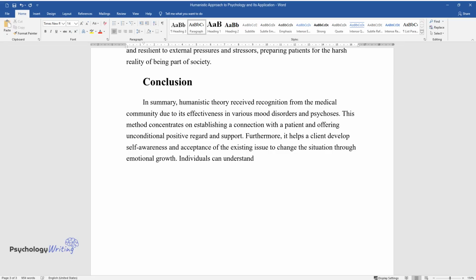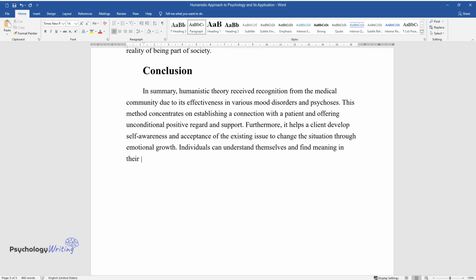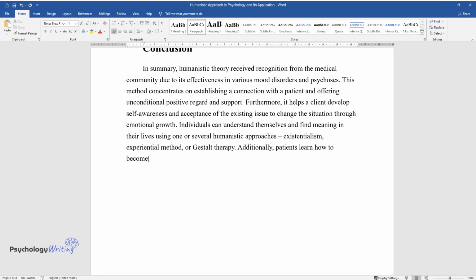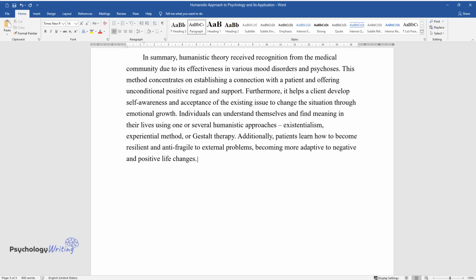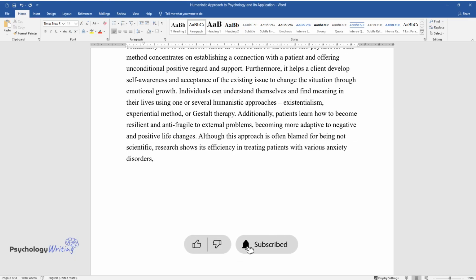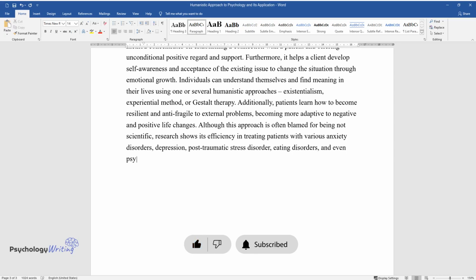Individuals can understand themselves and find meaning in their lives using one or several humanistic approaches, existentialism, experiential method, or Gestalt therapy. Additionally, patients learn how to become resilient and anti-fragile to external problems, becoming more adaptive to negative and positive life changes. Although this approach is often blamed for being not scientific, research shows its efficiency in treating patients with various anxiety disorders, depression, post-traumatic stress disorder, eating disorders, and even psychoses.